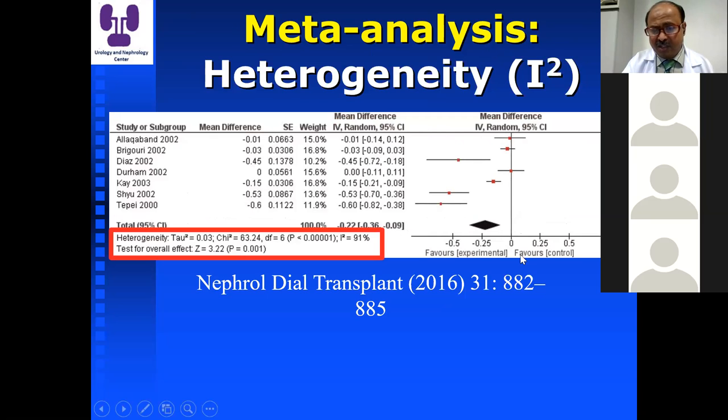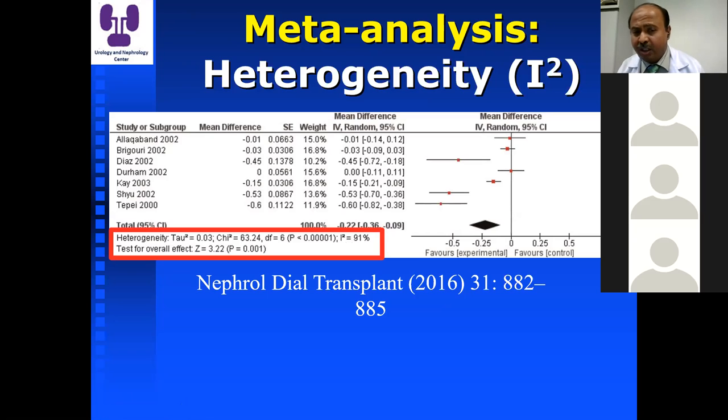Here the line of indifference is 0. So if it is by minus, this means that it is beneficial. If it is above 0, it means harmful, because it is completely away from the vertical line. But look here, I squared is 91%. It should be near 0 to say that we combine homogeneous studies. So to know heterogeneity, look at I squared. If it is above 30%, 40%, 50%, this means the heterogeneity is high. So there is a scale. The nearer to 0, the more homogeneous the included studies are.